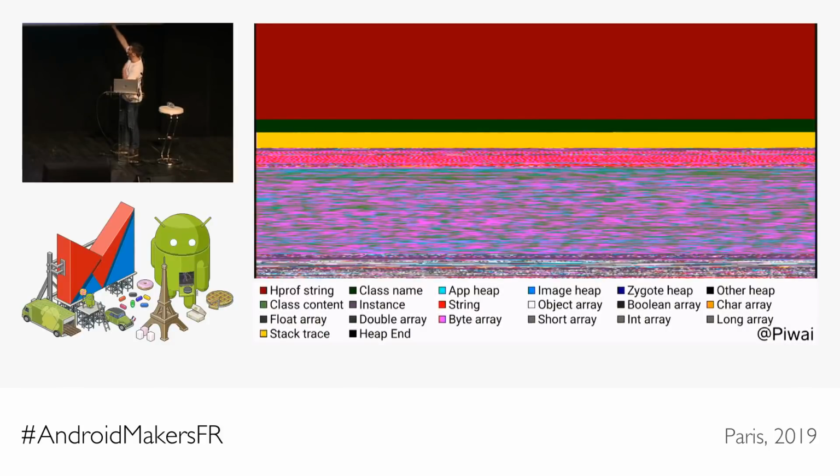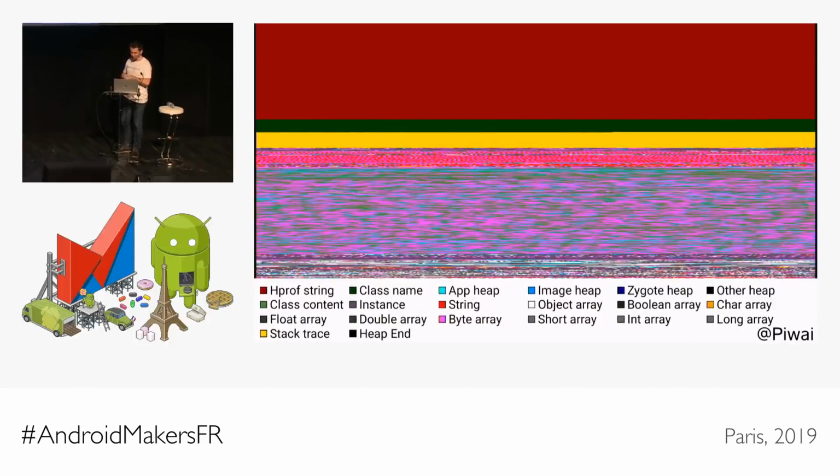So at the top you have a lot of red and pink, and that's just all the strings of the app heap. The cyan color at the top is the color of the app heap, which is where your instances live. After that, you very clearly have a lot of pink, but with some green. The green is the class content. Essentially, you have all your class definitions in there.